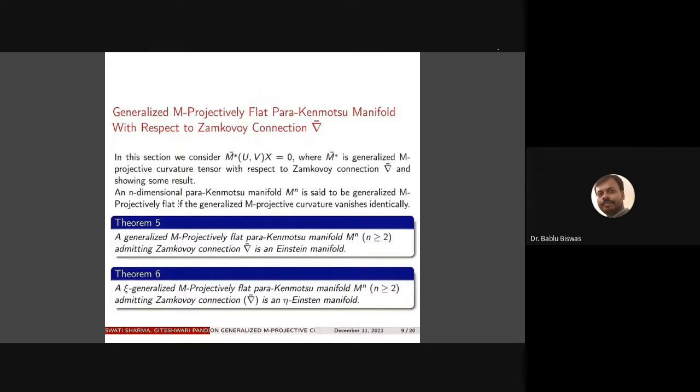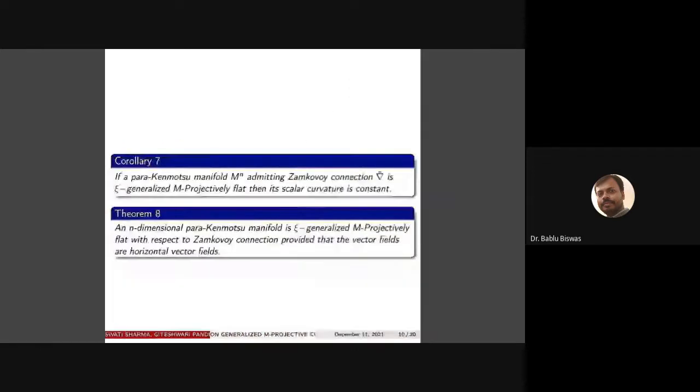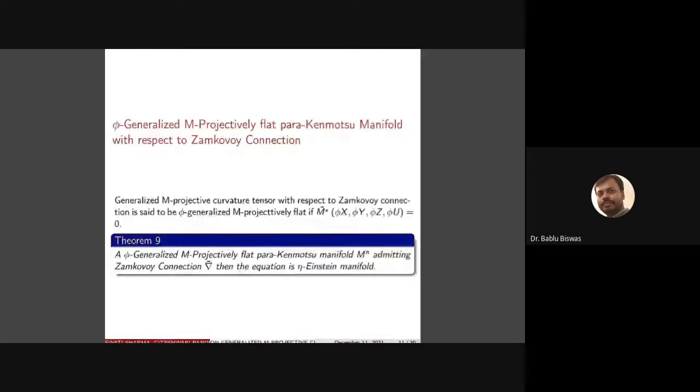Theorem 6: A xi-generalized M-projectively flat para-Kenmotsu manifold Mn, n greater than or equal to 2, admitting the Zamkovoy connection del bar is an Einstein manifold. Theorem 7: If a para-Kenmotsu manifold Mn admitting the Zamkovoy connection del bar is xi-generalized M-projectively flat, then its scalar curvature is constant. Theorem 8: An n-dimensional para-Kenmotsu manifold is xi-generalized M-projectively flat with respect to the Zamkovoy connection, provided that the vector fields are horizontal vector fields.